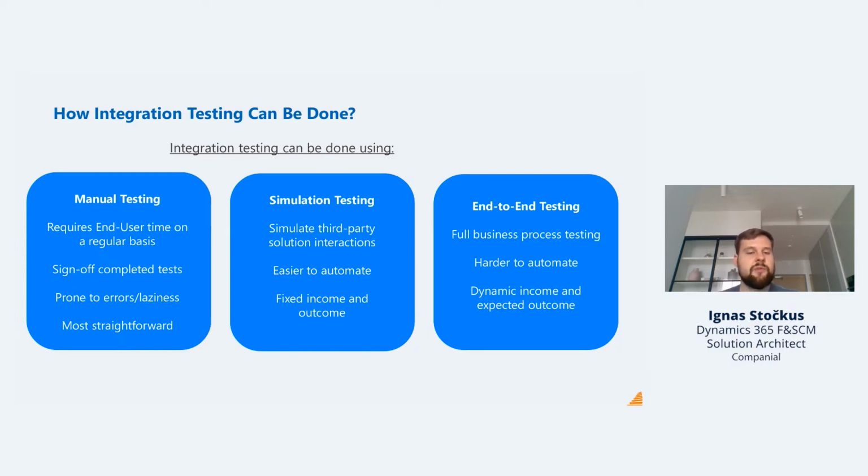So essentially, you're simulating your third-party interactions. You're not actually calling the integration from the other side. You're building tools that would be able to simulate what that system is expecting to produce. Right? So it's a good middle solution because you don't need to do any manual testing. You only need to invest once into building that test and then reusing it many, many times.